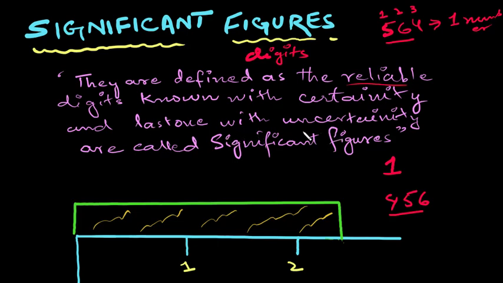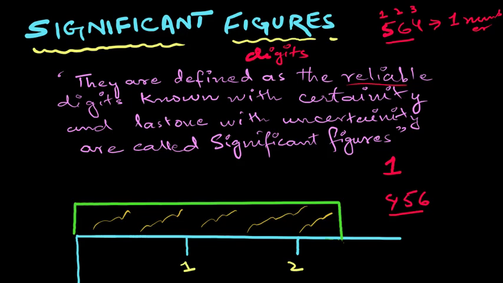And among those digits, what does it mean? That among those digits, the last digit or the last figure is uncertain. You are not sure about the last digit. Then collectively, those figures or digits are called the significant figures.